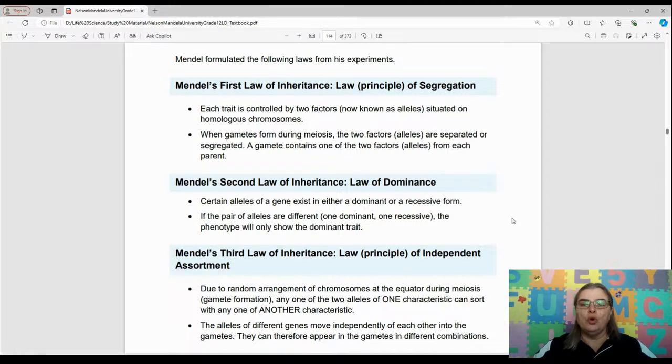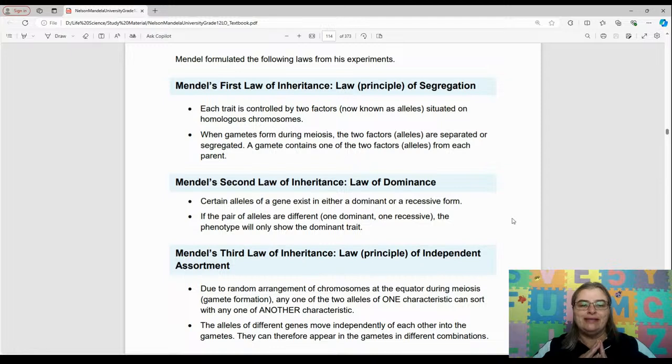So for law 1, it's the principle of segregation. Okay, so what this is: each trait, remember, whether it's in plants, the color of the flowers, how tall it is, where the flowers are situated, the color of the pods, the seeds, all of those things are traits. So each of those traits, one trait, is controlled by 2 factors, which we call alleles. So make sure you've gone through your terminology and understood what an allele is. So we've got 2 alleles that are situated on a homologous chromosome.